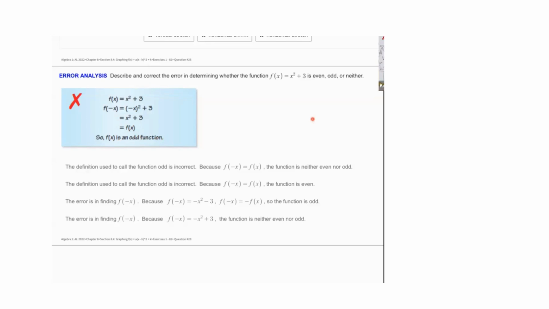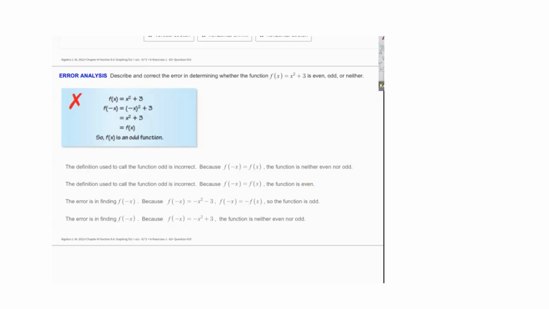So let's look. We know that this is an even function. So if we look out here, this last part is not true. This is true: the function is even. The function is odd, not true. Neither odd nor even, not true. So we know that this is the answer: the definition used to call the function odd is incorrect, because f of negative x equals f of x. So the function is even. That's what I explained to you, is how an even function works.